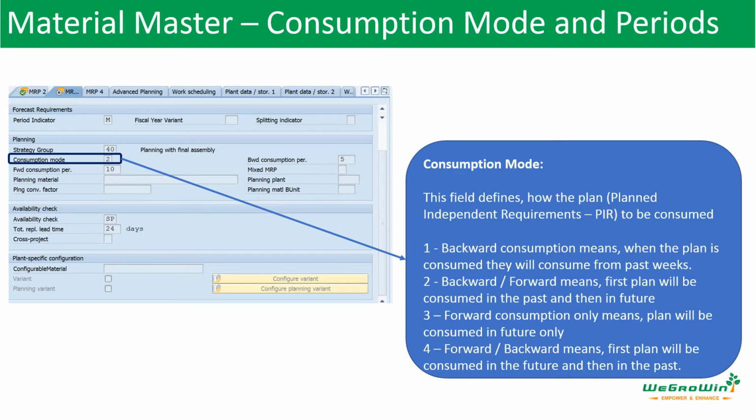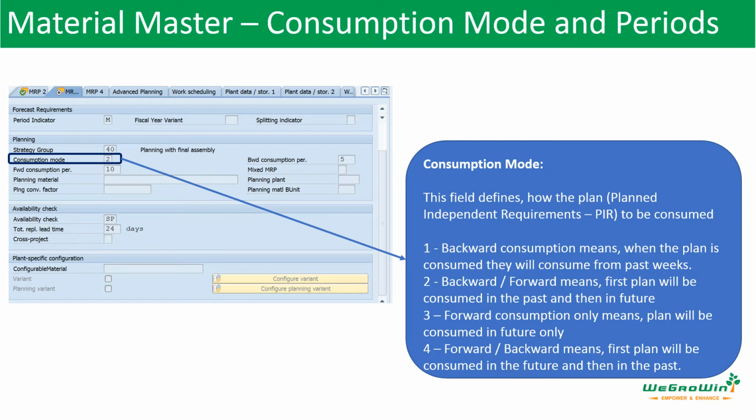So the consumption mode defines how the PIR has to be consumed, I mean, in what direction. If you maintain the parameter 1, then the PIR will be consumed in the backward direction, and if 2, it will consume in backward and then in forward direction. I mean, it will act in both directions, but first it will consume backward and then go forward. If you maintain 3, it will be consumed in forward consumption. If it is 4, first it will consume in the forward direction and then backward.